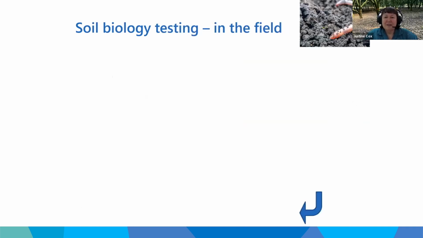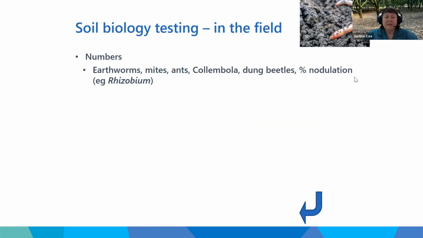But this is the guts of what you wanted to know, which is how do you test soil biology? I've separated it into in the field and in the lab. In the field, we can count things that we can see. We need to take good samples or use good methods, but we can count earthworms in a known volume. We can count mites and ants and those Collembola and dung beetles. And we can also count the percent nodulation of legumes.